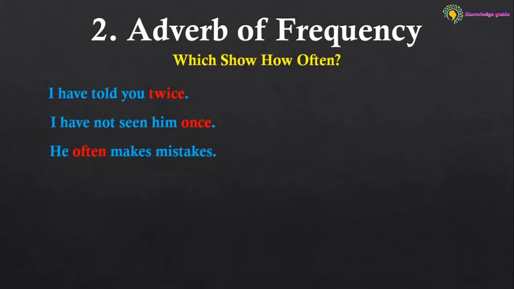Next: he often makes mistakes. Here often gives the interval or frequency at which he makes mistakes. Next: Sham called again. Here again also tells us about the frequency. He frequently comes here. The word frequently is an adverb of frequency showing the number of times he comes here. You may have noted that all these marked words, like twice, once, often, are adverbs of frequency.